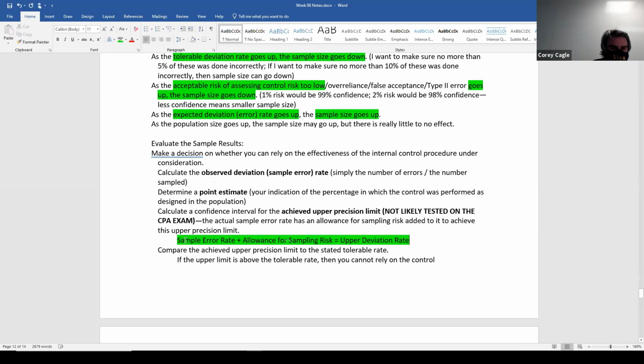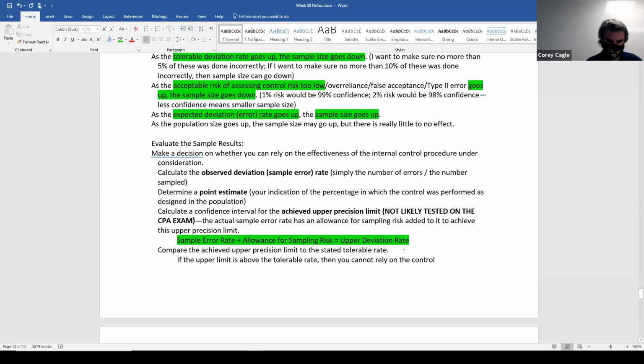So we'll take our sample error rate that we computed from observing what we saw in our sample. And then we're going to throw on a little cushion, an allowance for sampling risk, just to give us a little margin for things we might have missed. We're wanting worst case scenario here because we're conservative type people, we as auditors. So adding those together will give us this upper deviation rate.